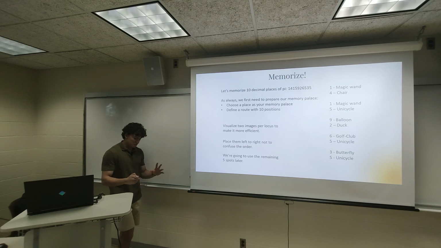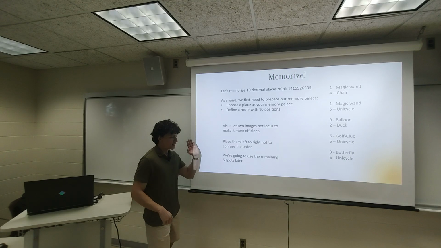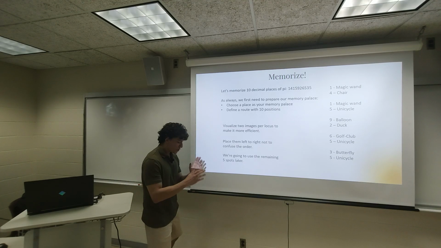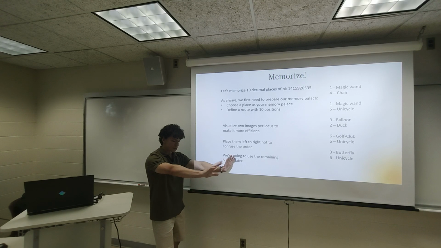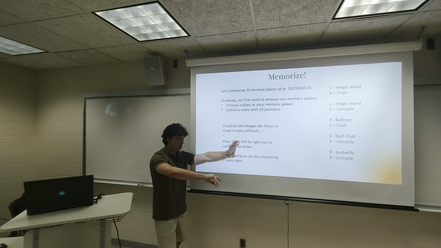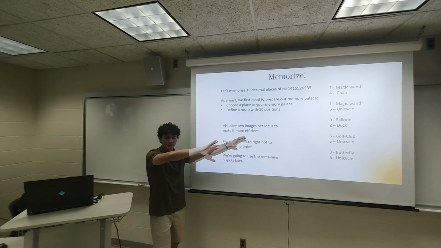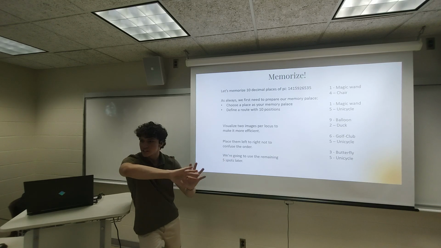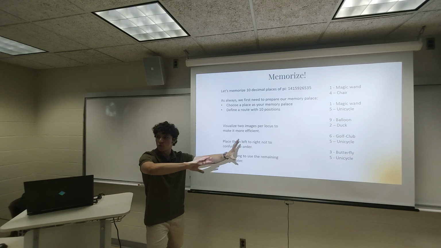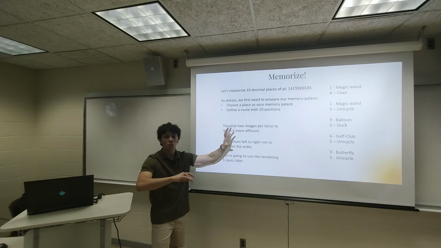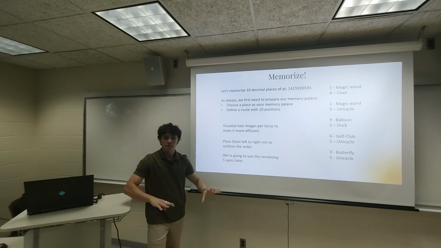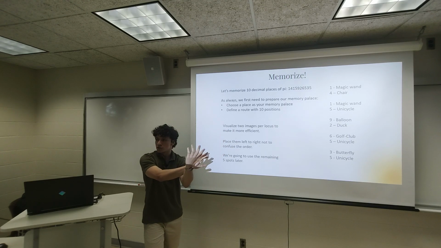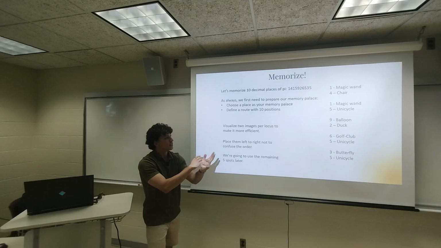One thing for you guys to remember is that we need to remember these digits in order. So when you look at the position at the locus, the wand needs to be on the left and the chair needs to be on the right, more to the right than the magic wand, so that you know that the magic wand comes first. That way you don't switch the order and make a mistake when you're recalling.